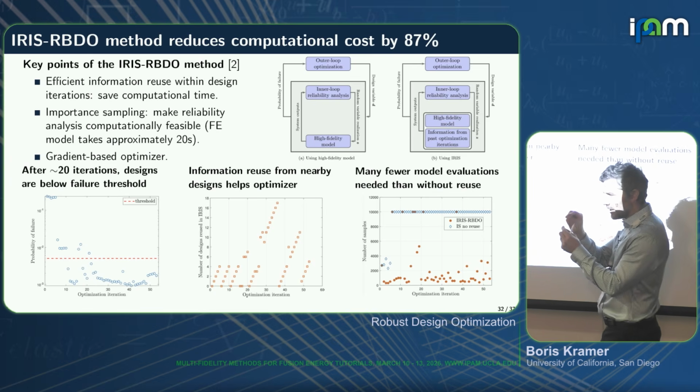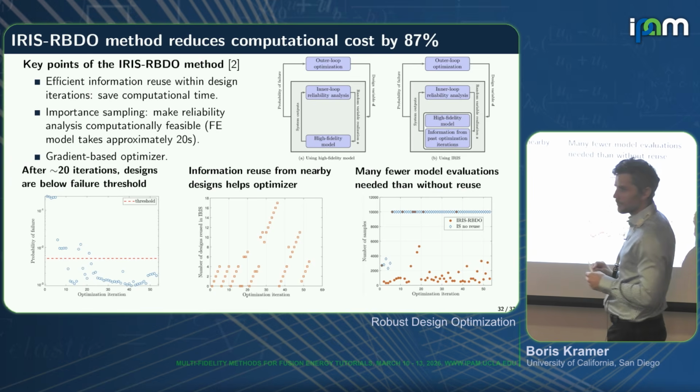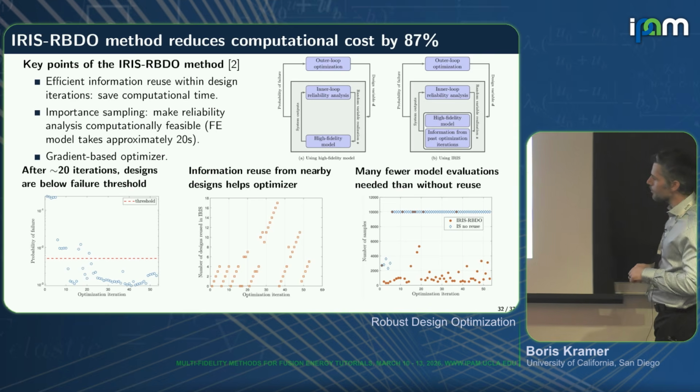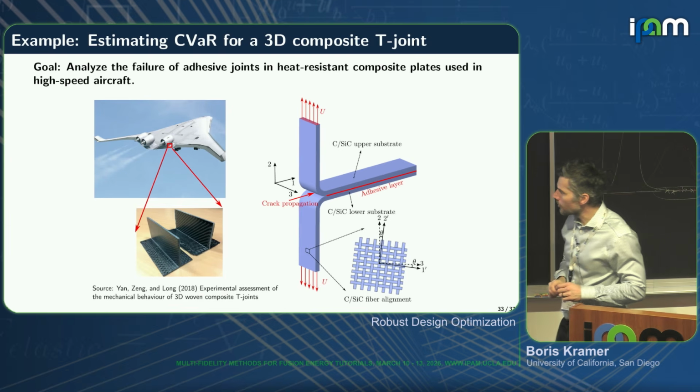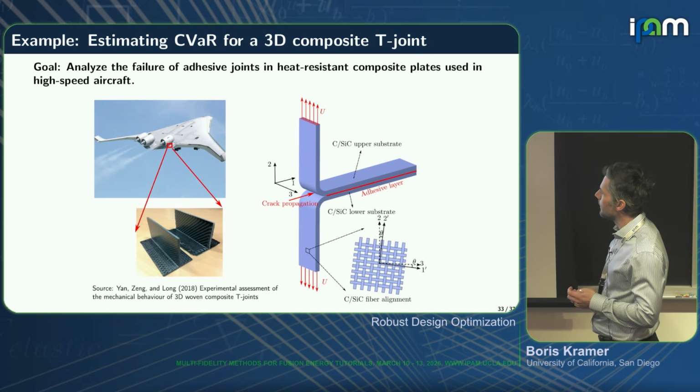We're using a lot of nearby solutions to help us out, speed the process up. That's the main thing I want to show you on this. And then a second example, where we have this was on a composite joint.